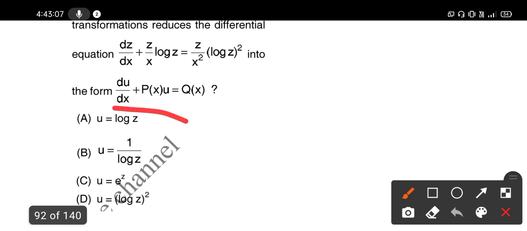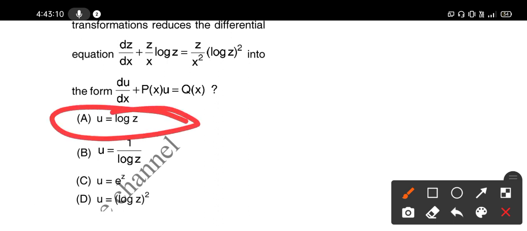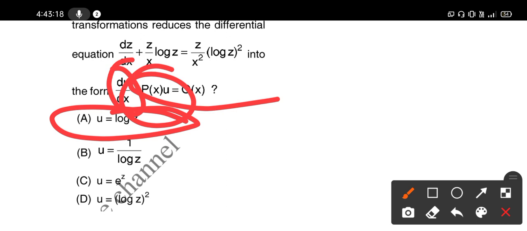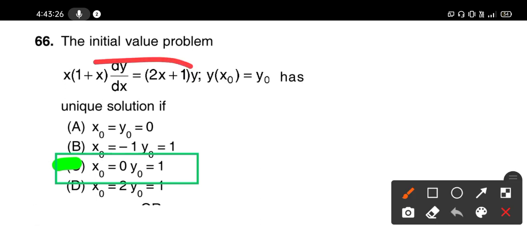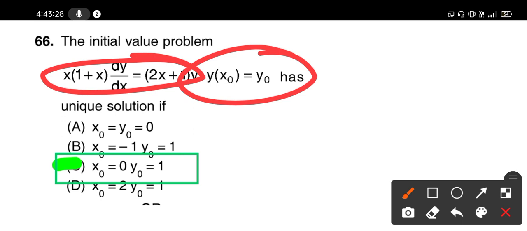Otherwise, you can take one option out of the 4 options. First of all, find ∂u/∂x, p of x, u, q of x. You can try this one. The initial value problem: your equation is given, the condition is given, and it has a unique solution from the above result.